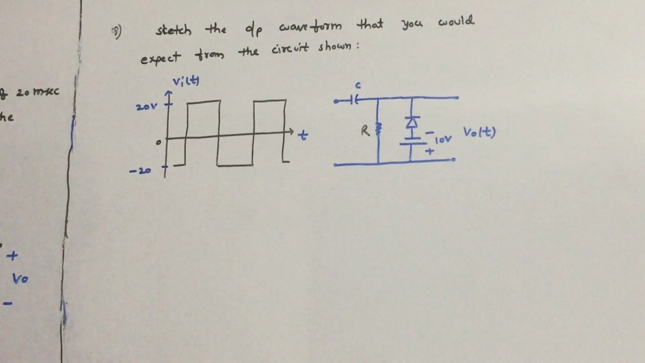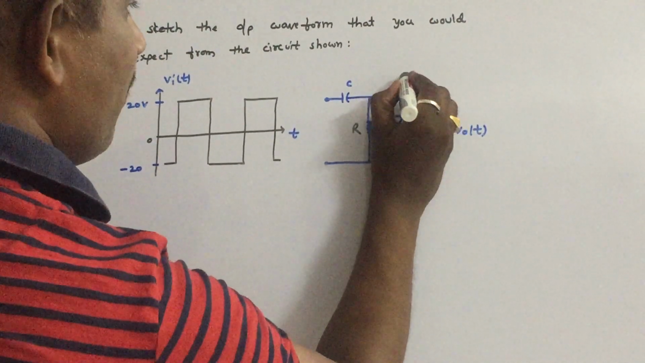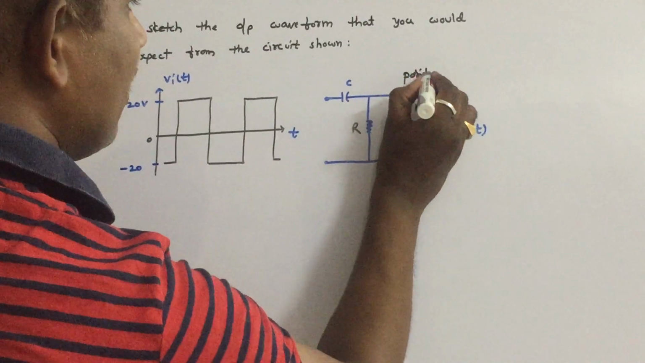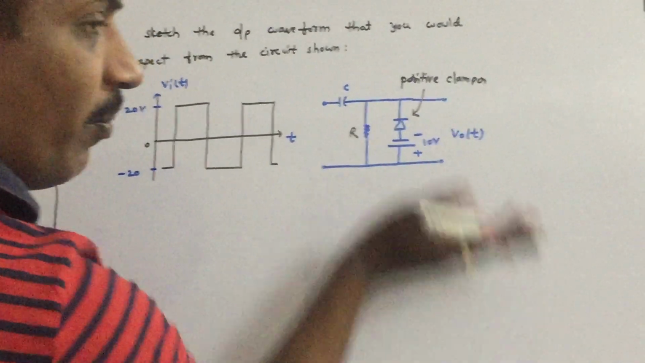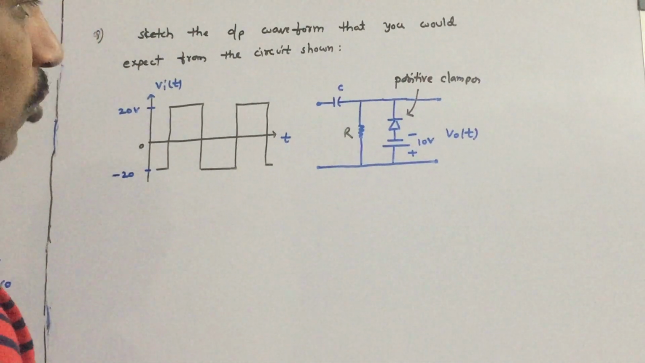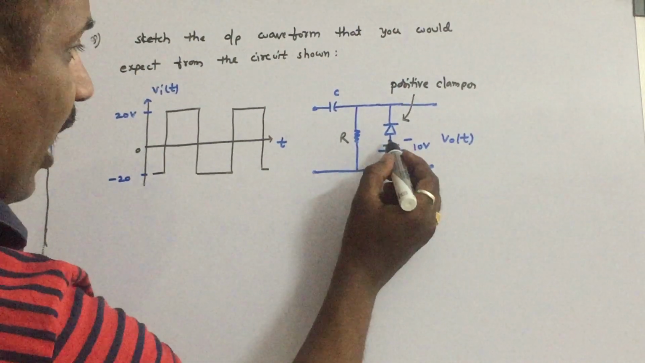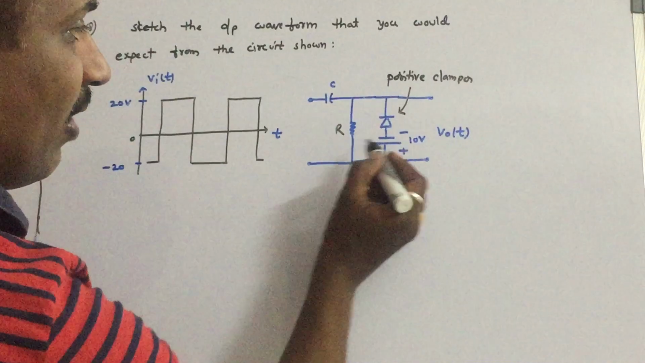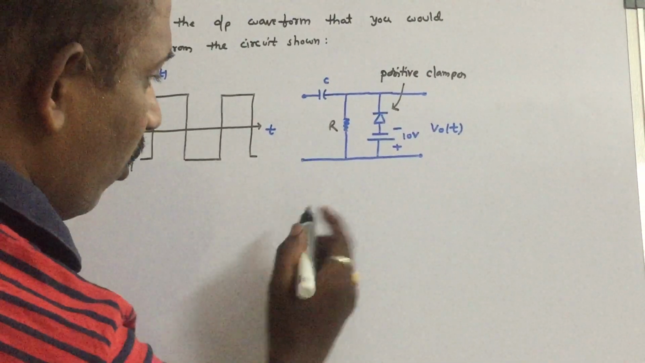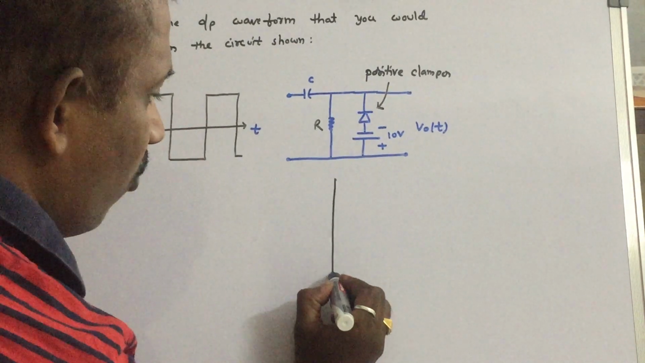Very simple problem. First you have to identify that when the diode is given like this, it is a positive clamper. Remember that it is a positive clamper, so that means the entire waveform you have to draw on the positive side. But here the reference voltage is given with this polarity. So as explained in the previous class, how to draw this?